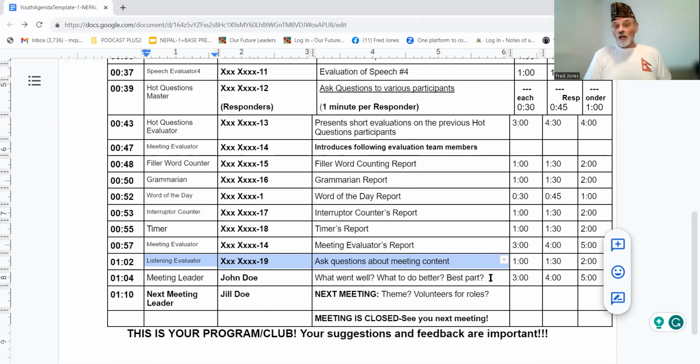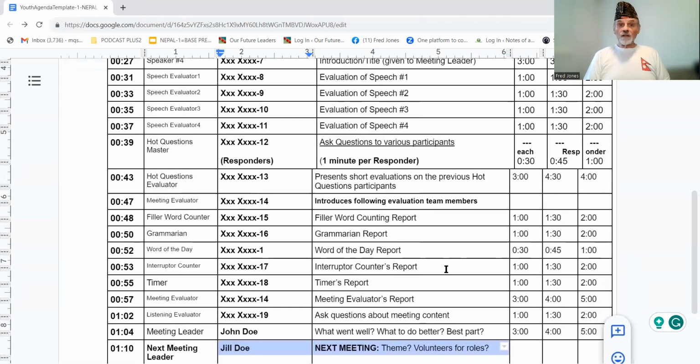It's very important to have that information available in plastic covers, so you can use the same meeting role descriptions at every meeting. And then the meeting leader ends the meeting by asking what went well during the meeting, what they thought we could improve on, and what was the best part of the meeting. And then at the end, you have the next meeting evaluator, who is going to describe the theme and ask for volunteers for the roles for the next meeting. And then they can create an agenda as well. They can fill in the names if they wish, or just use this generic agenda.